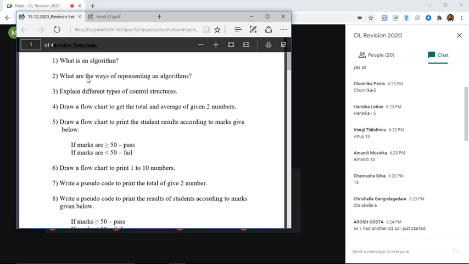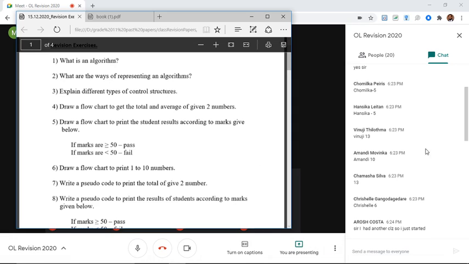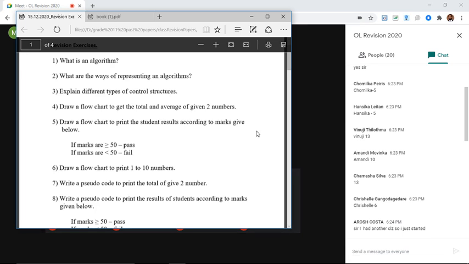Okay, so they are asking what are the ways of representing an algorithm? Vinuji, what are the two methods of representing algorithms?